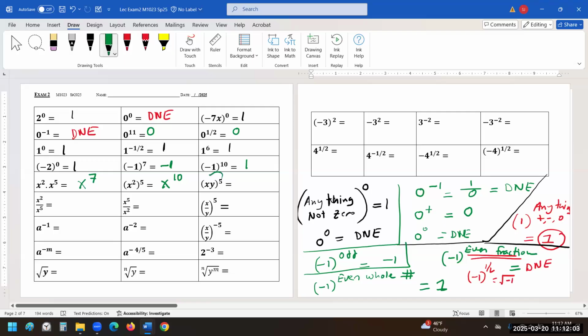Almost all of you got the next one correct. You have more elements on the base, but only one power, so it distributes the power: x to the 5, y to the 5. Same thing if you have a division, it doesn't matter. Whether you multiply or divide on the base, you always distribute the power if you have only one power. And then the negative power is the same thing. It just flips your fraction: y to the 5 divided by x to the 5.